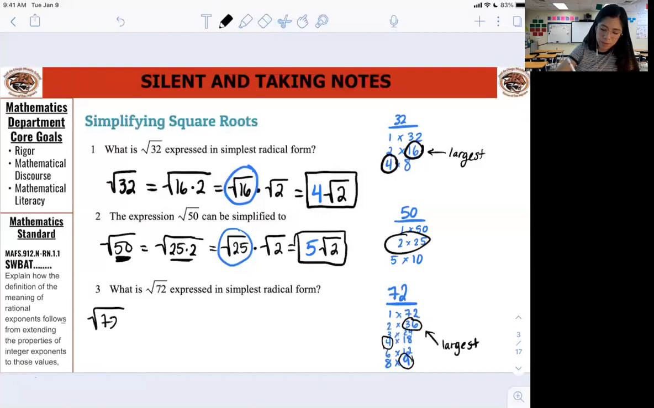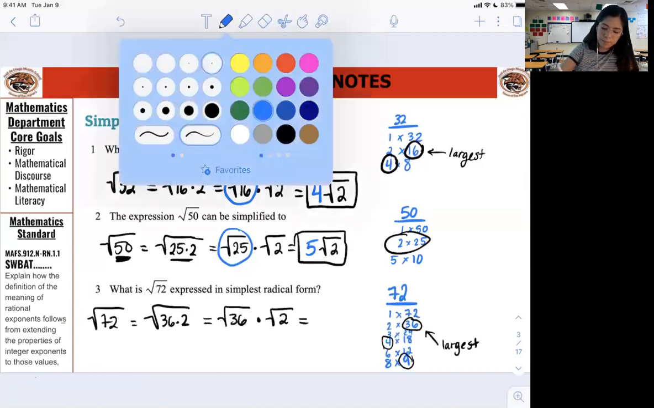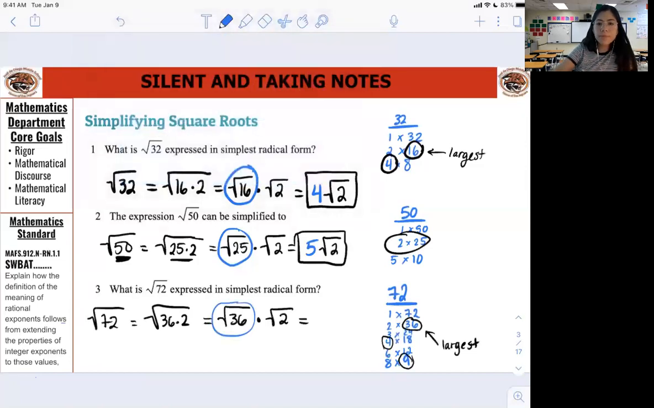So 72, split that up. That's going to be 36 times 2. The square root of 36 times the square root of 2. What is the square root of 36? 6. So this is 6 root 2.